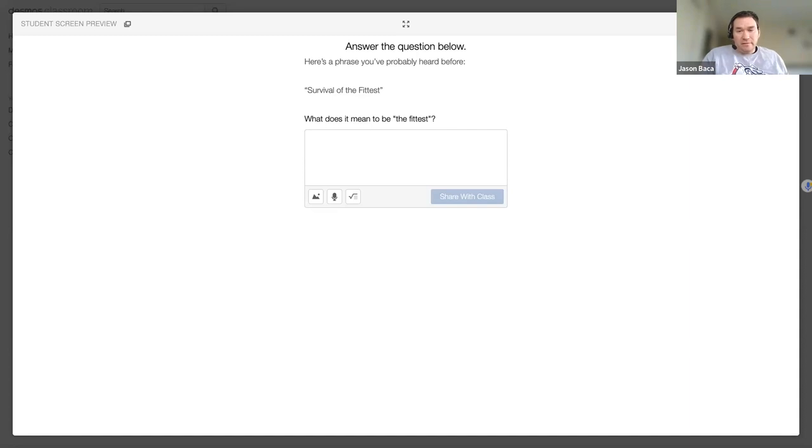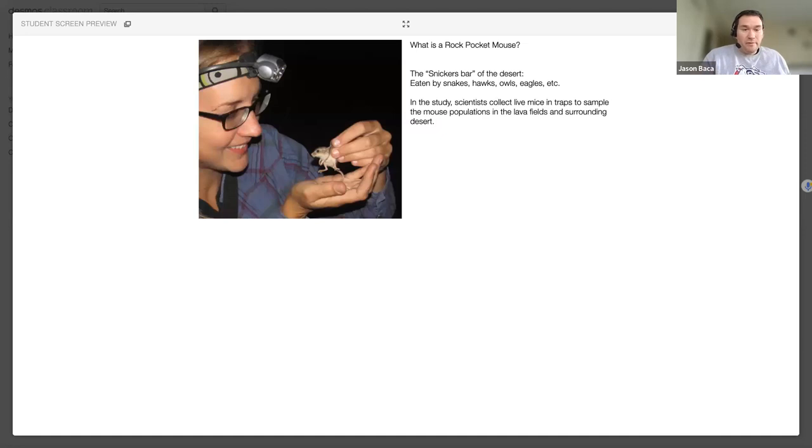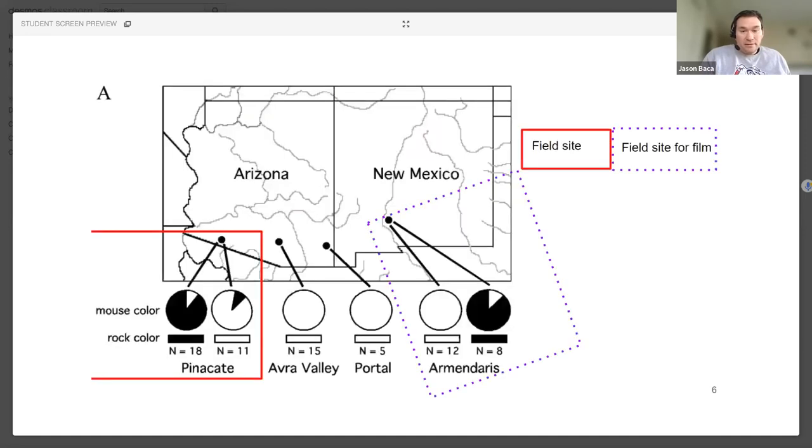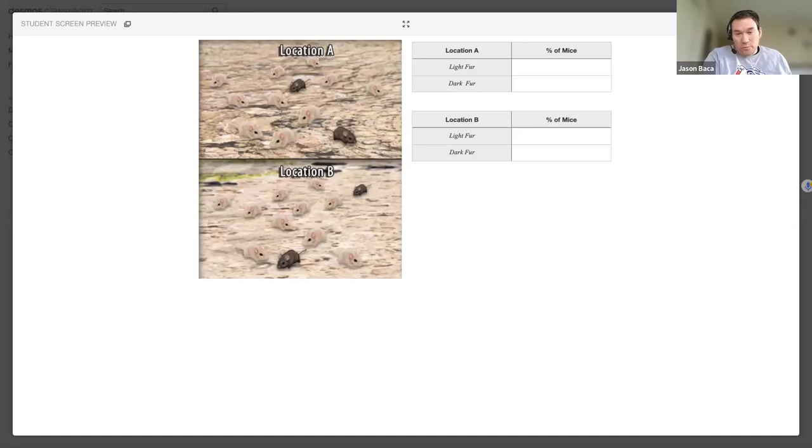As Secret was talking about, if you go a little bit further, you can see the pictures of the mice, and you count them and then directly put them into the data table to the right. In location A, you count the ones with light fur and the ones with dark fur. I do it this way because of the time savings, because I'm always behind, and around May 15th is when I usually get to Unit 5, which is something I've got to work on, but eventually we'll get there.